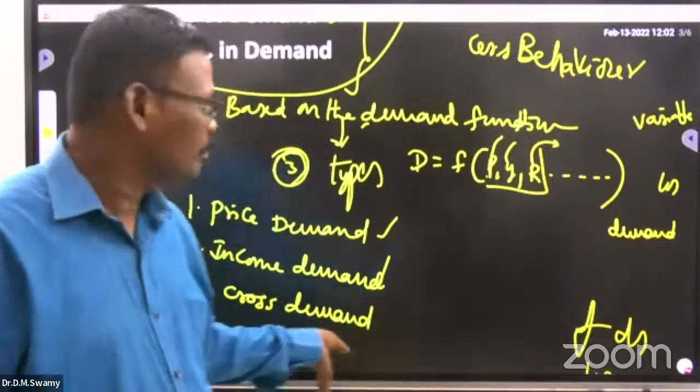Hello, sir. Sir, repeated what is based on the price, different prices, income. How can you explain, sir? Okay, repeat. I'm coming. Yes, sir.